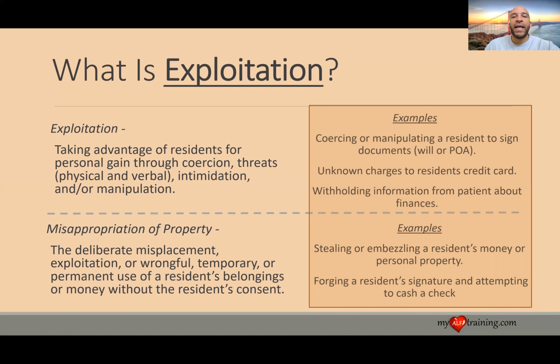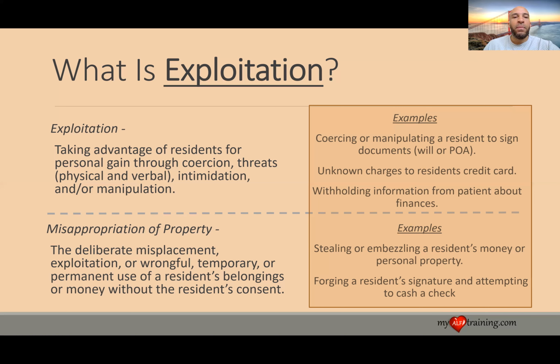So each of them has a different idea of what the patient wants, and the patient is not 100% of sound mind, so the patient isn't able to reconcile the differences between the family members. So there can be an argument about who will become the power of attorney. And you may see members of the family, when they're alone with the patient, exploiting the patient to get them to sign the POA and make that specific family member a POA. So whenever you're dealing with a will or a POA, you want to keep an eye out for that type of exploitation. Also, unknown charges to the resident's credit card.